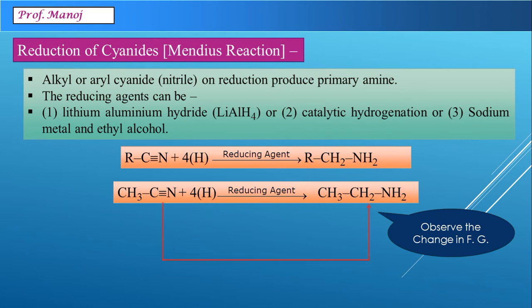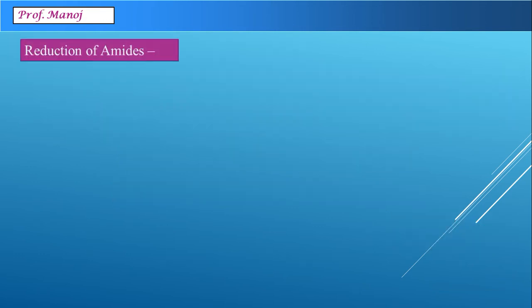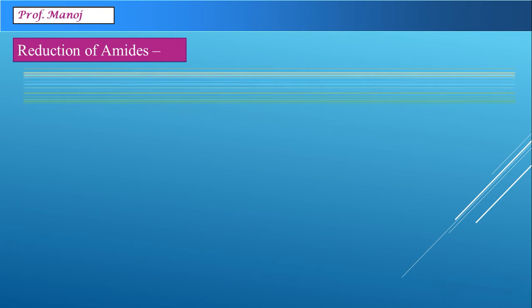Have you observed the change in the functional group? What is the change occurring? CN group is becoming CH2NH2. So whenever you find a cyanide functional group with a reducing agent, understand we have to convert it into CH2NH2 only. Let us continue with the third method of synthesis, which is from reduction of amides.